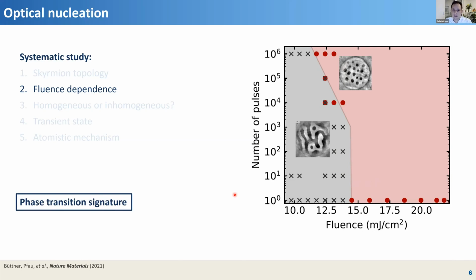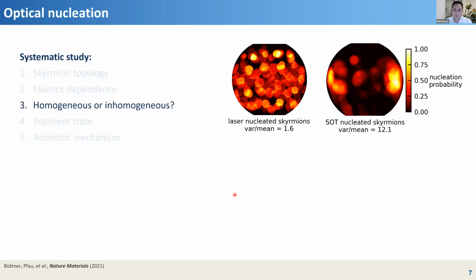Then we also did the same analysis of statistical distribution as we did for the spin orbit torque nucleated skyrmions. And what we find here is that the laser nucleated skyrmions are very homogeneously distributed. In terms of numbers, we find that the variance over mean is a value of 1.6, much smaller than the variance over mean in the same material nucleated by spin orbit torques. And it's really approaching the value of 1, which you expect from a pure shot noise distribution.